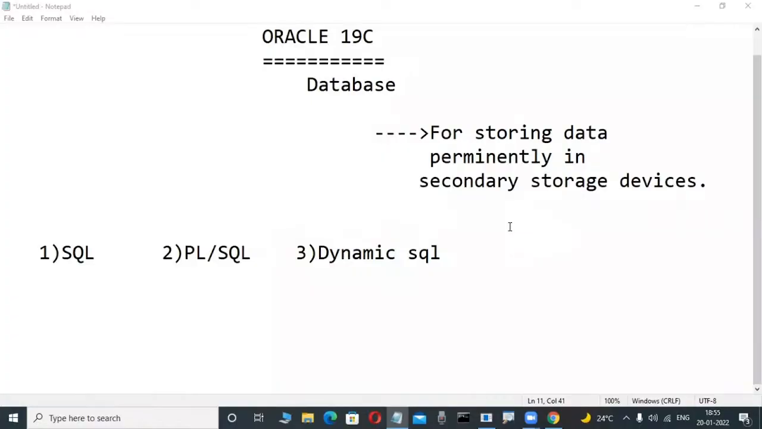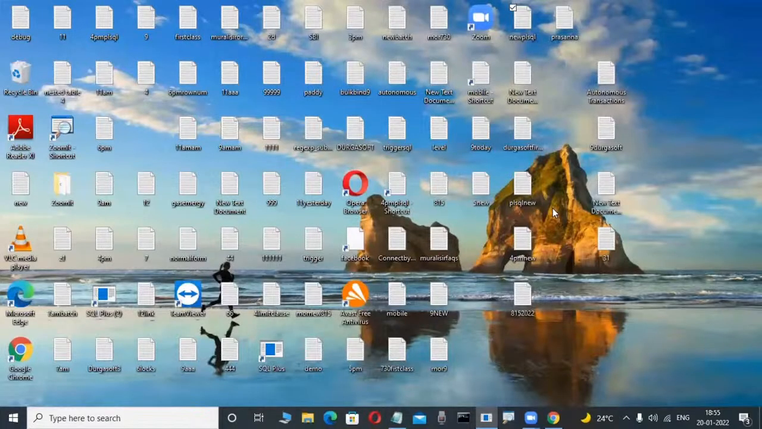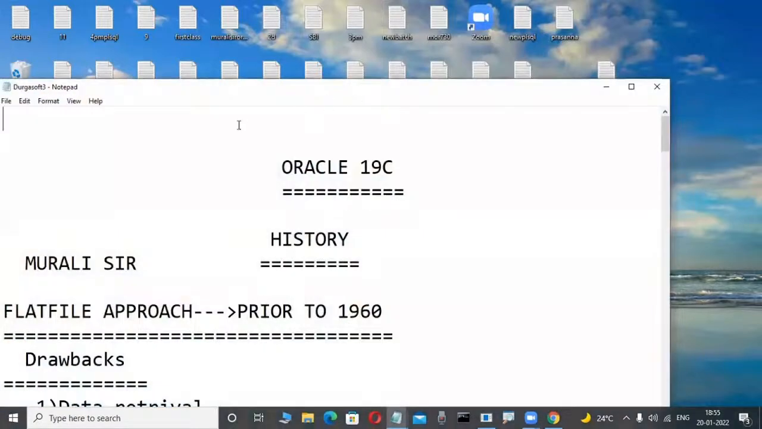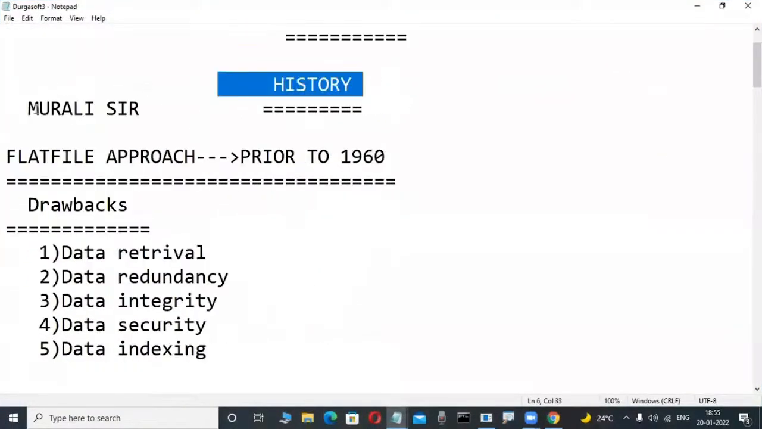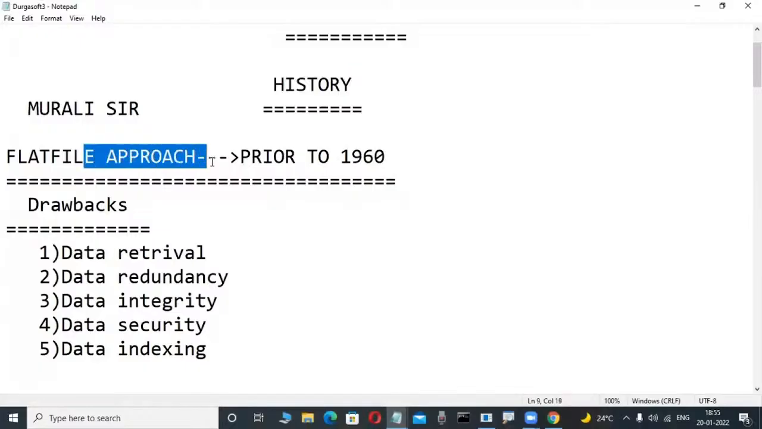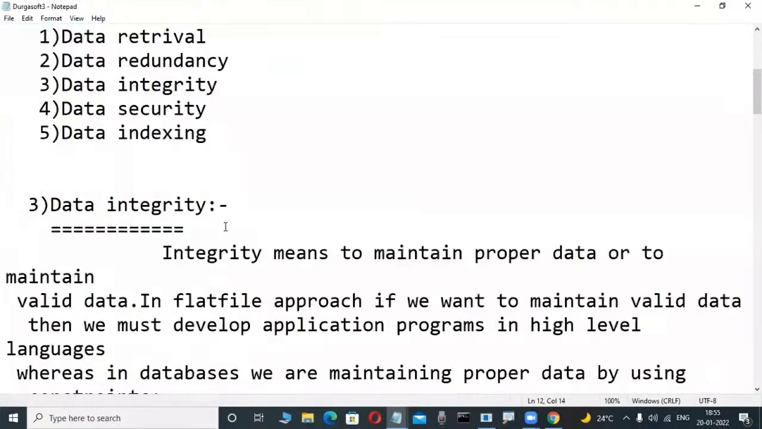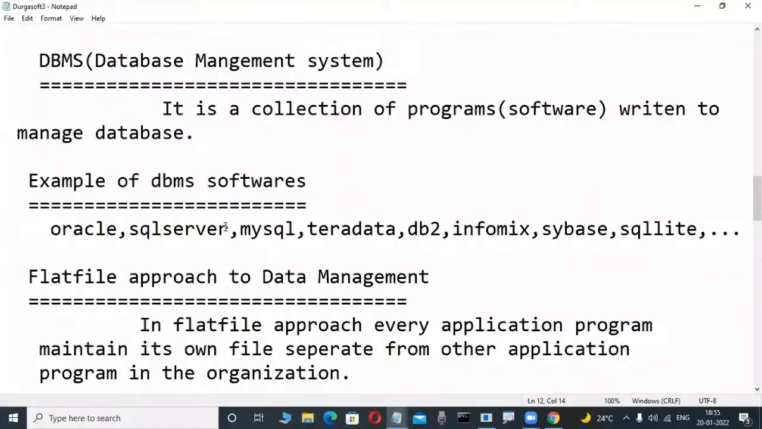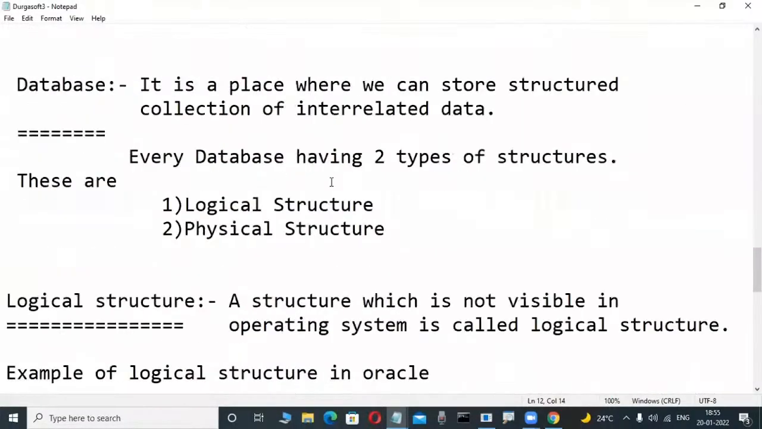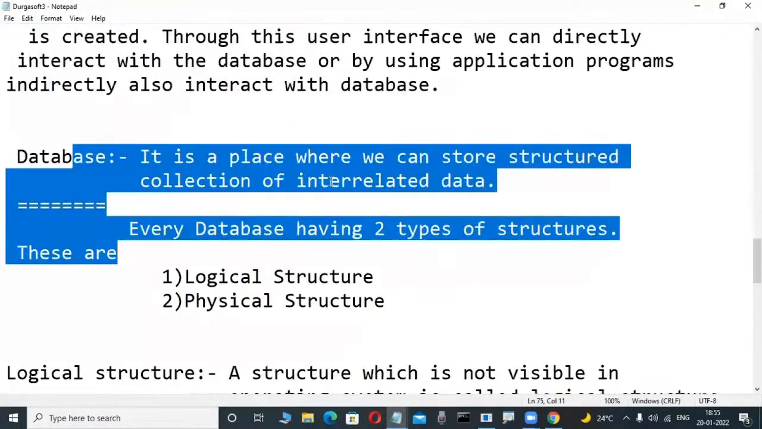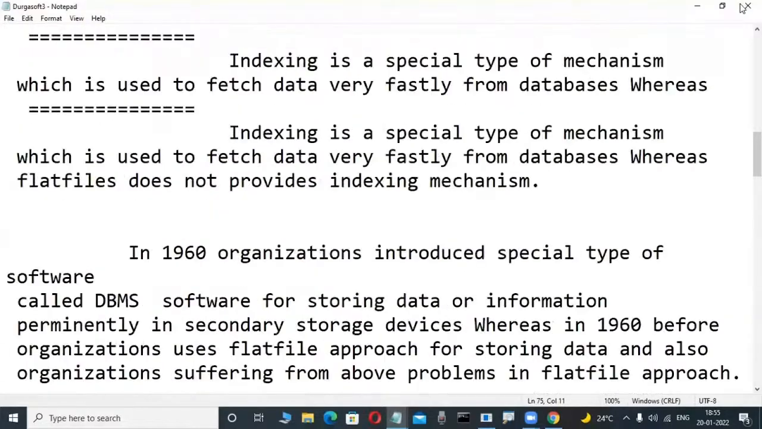In this course, we are covering SQL, PLSQL, and dynamic SQL. Yes, on one of the days, history also we are telling. In the olden days the flat file approach is there. What are the drawbacks, in the middle of the course we are learning. Then what is a database? What are DBMS and RDBMS, what are the differences? These are all the things we are learning on one of these days.